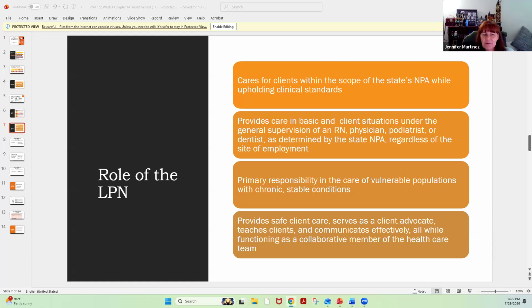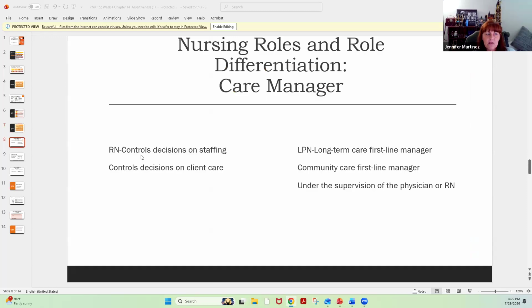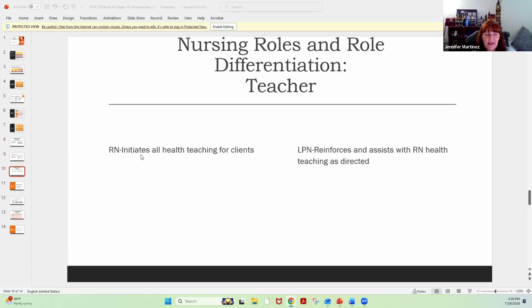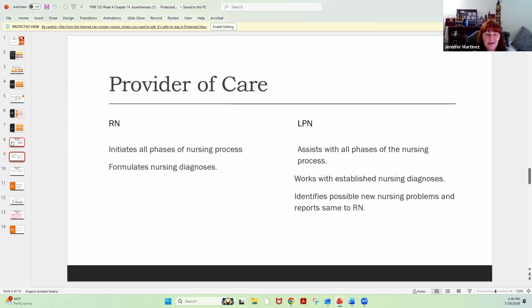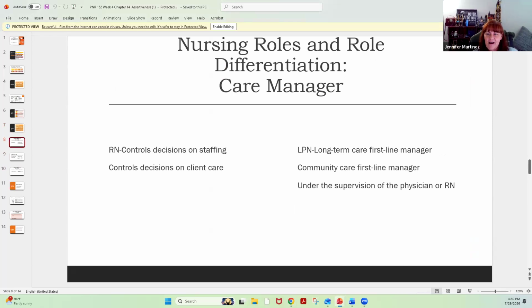But your primary responsibility is in the care of vulnerable populations with chronic stable conditions. So you guys provide client care. You'll serve as a client advocate. You'll provide education as well. You need to be able to communicate effectively and then function as a collaborative member of the healthcare team. So these are in your textbook. My apologies, not in your chart, but in your textbook. And so we look at the differences between the roles of RNs and LPNs.